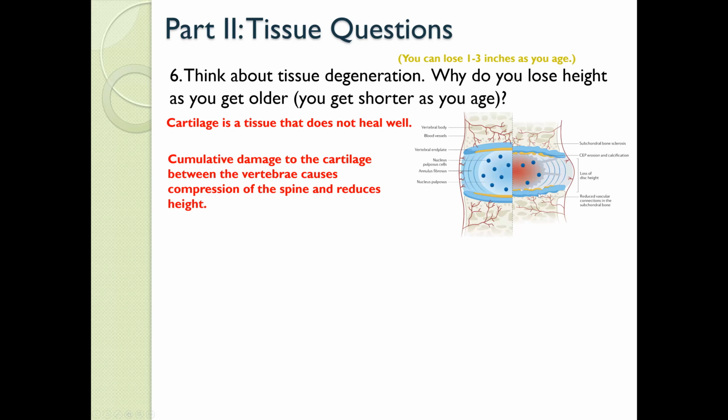So here is a picture on the left. This would be a normal intervertebral disc made of fibrocartilage, and then on the right shows how as you age it breaks down, it becomes more narrow, and you have these between all of your vertebrae, so the cumulative height loss over time adds up to be 1 to 3 inches.